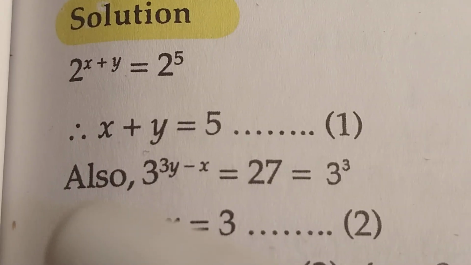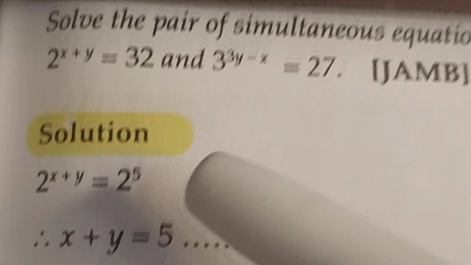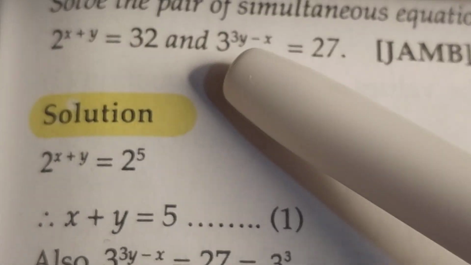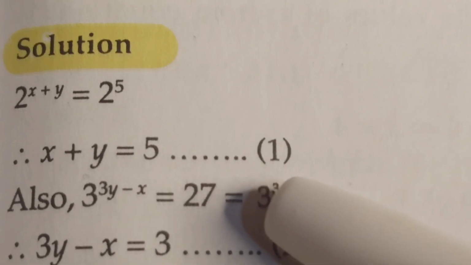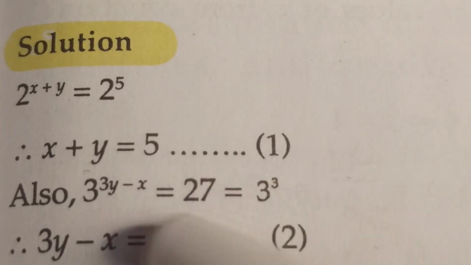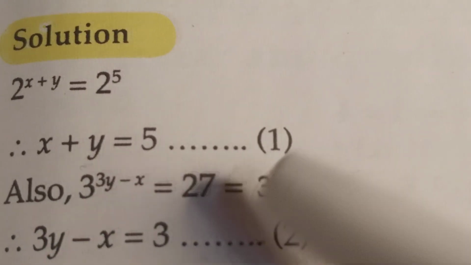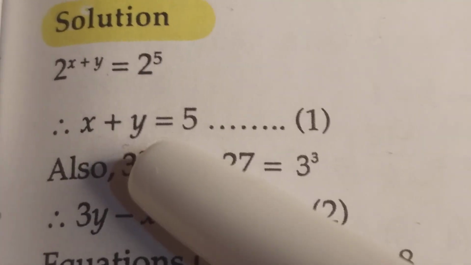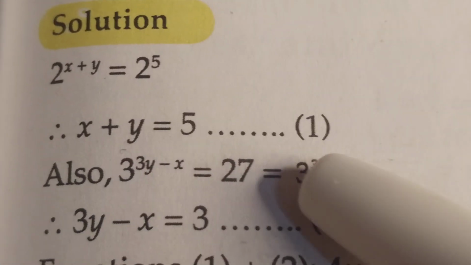Now this is also the second equation, which is this one here. So we take the ones on top, which is the power. And we have to factorize this. If we factorize it, we will have 3 raised to power 3. So we take the values on top, which is 3y minus x equals 3. Look at it, 3y minus x equals 3. The values on top only, because we have factorized it to have the same base, 3.